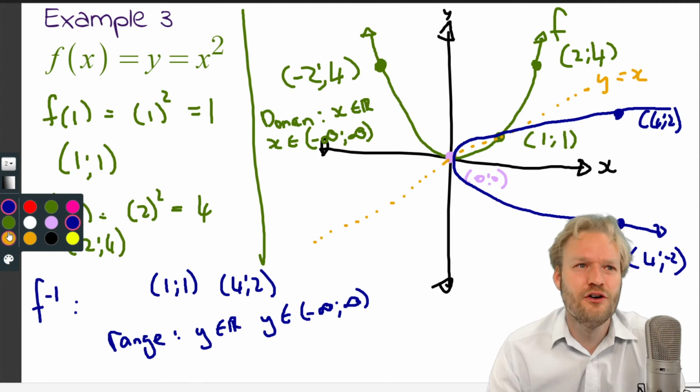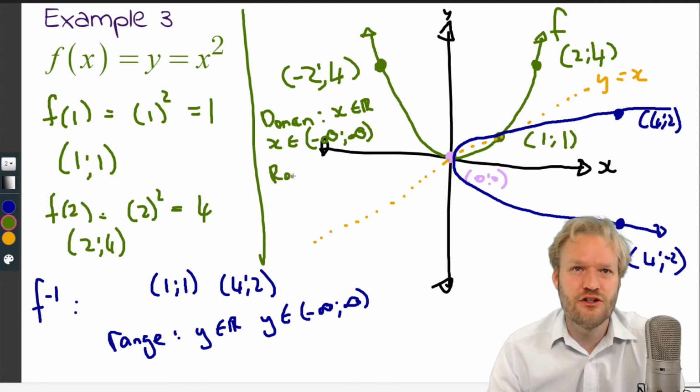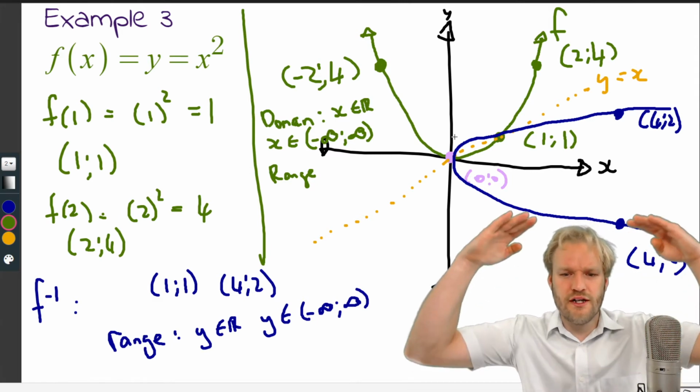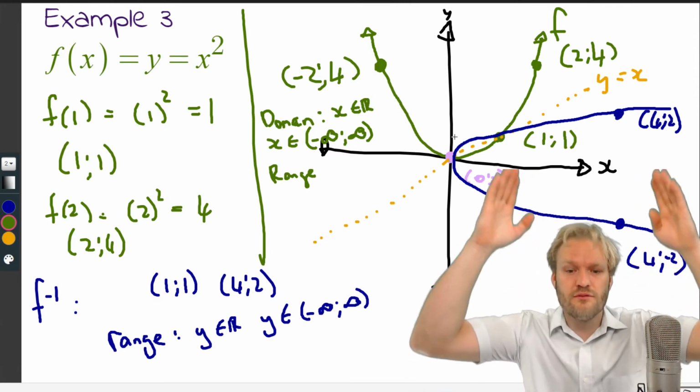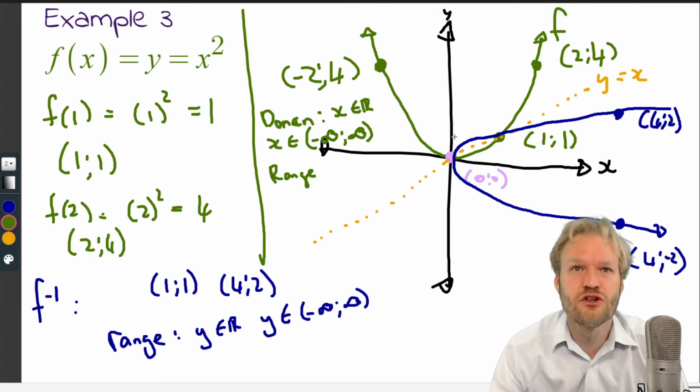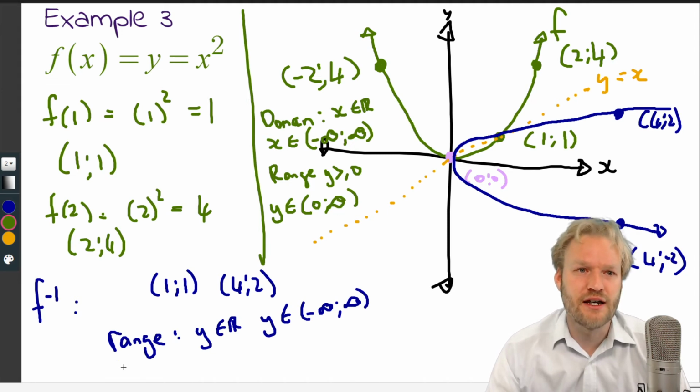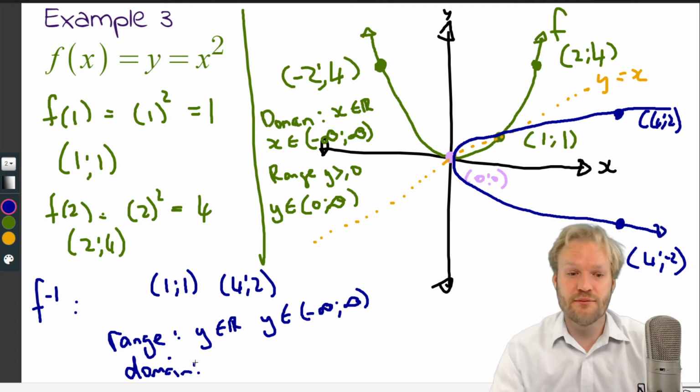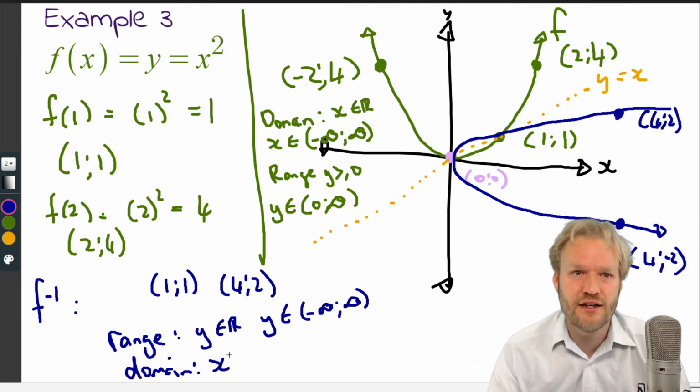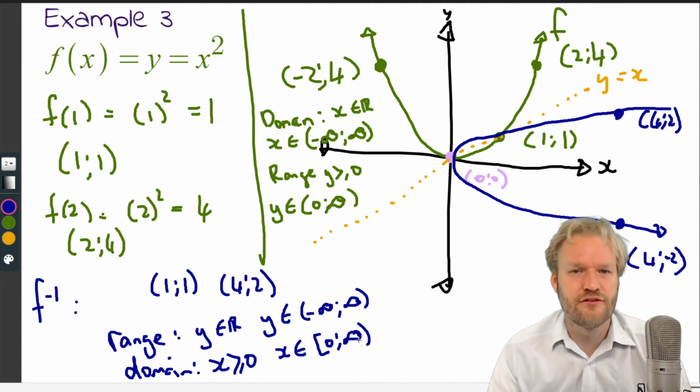Let's look at our range here. So our range for our original parabola, well, it was only 0 and positive numbers. So we might have said y is greater than or equal to 0, or you might have written y is an element of 0 up to infinity, which means that our domain, remember it was x is y, so domain becomes range. So our domain, x is greater than or equal to 0, or you might have written x is an element of 0 included up to infinity.